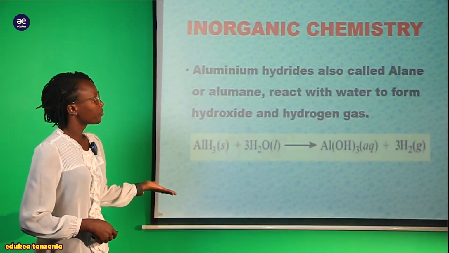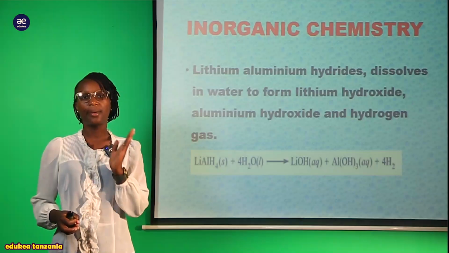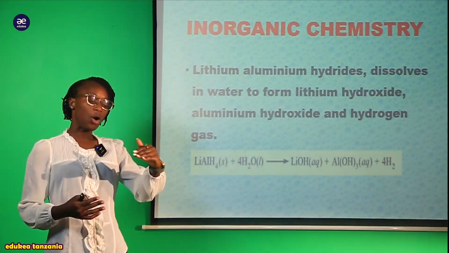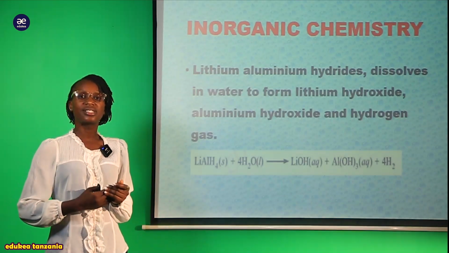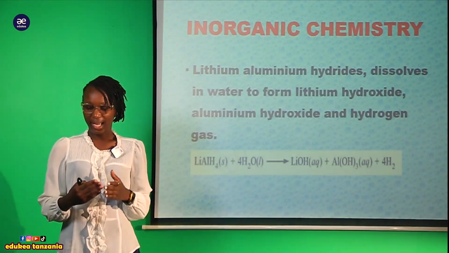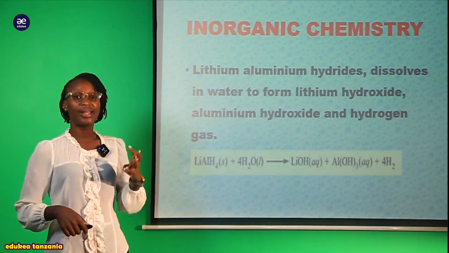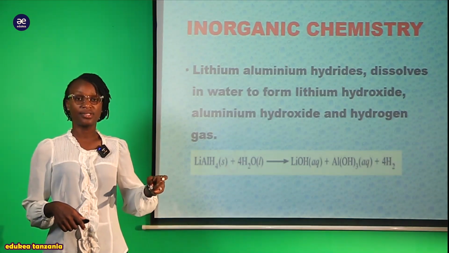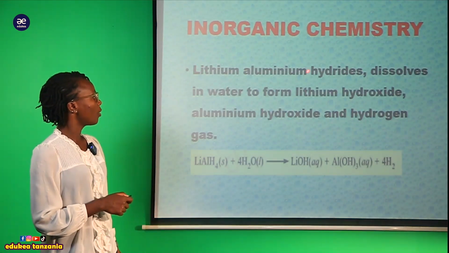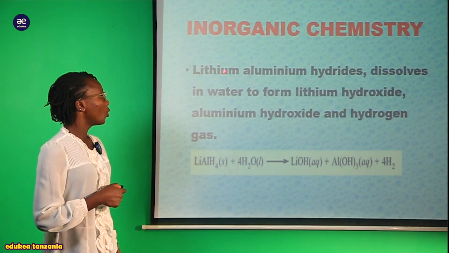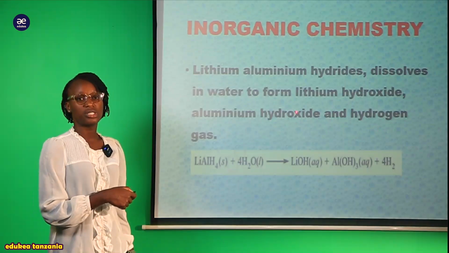This is about aluminium. But also we have lithium aluminium hydride. Remember all those compounds or elements which are combined with hydrogen are what we call hydrides. Now we have this one, lithium aluminium hydride. It means we have lithium, we have aluminium, and at the same time there is hydrogen. That's why it forms a hydride compound. Now it says that this compound dissolves in water to form lithium hydroxide, aluminium hydroxide and hydrogen gas.